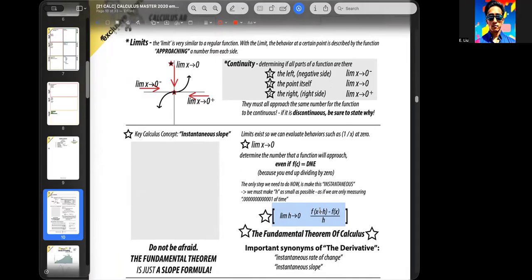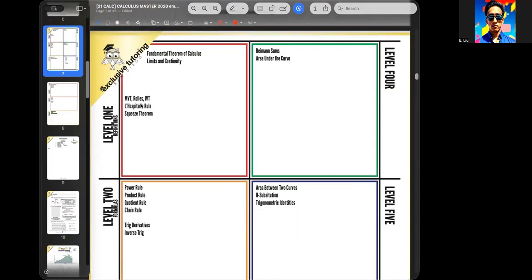Most of the time as well, you very rarely have to actually rewrite this whole equation. We very quickly jump into our rules: our power rule, product rule, quotient rule, chain rule, and being able to do our trigonometric derivatives and the inverses as well. But from our fundamental theorem of calculus, obviously we need to understand how limits and continuity work, because we cannot take derivatives unless something is continuous and without any cusp points as well.